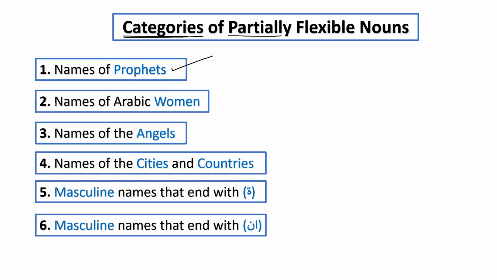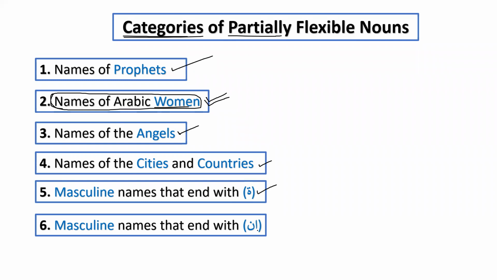Names of Arabic women, and that is what we are going to discuss in today's lesson. Please note it down. Very, very important. Names of Arabic women, or in general the names of women, are partially flexible. Names of angels like Jibrilu, Mikailu, and the rest of the angels are partially flexible. Names of cities and countries, and similarly masculine names, that's very important. Please focus on this. Masculine names that end with round ta or ta marbuta are also partially flexible.